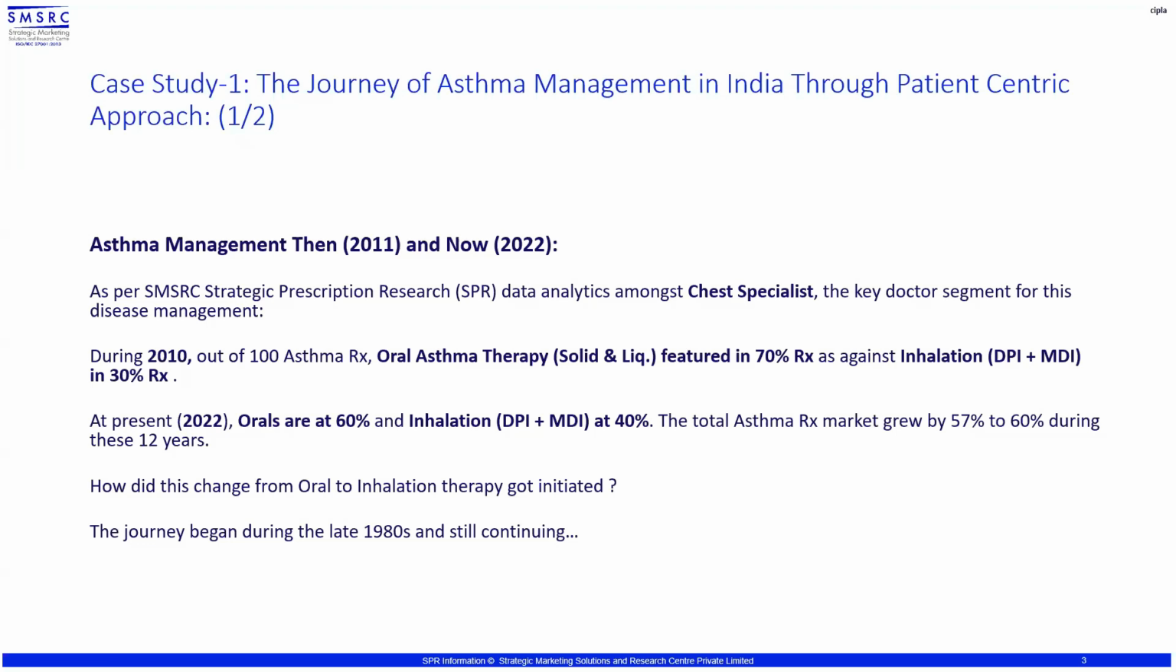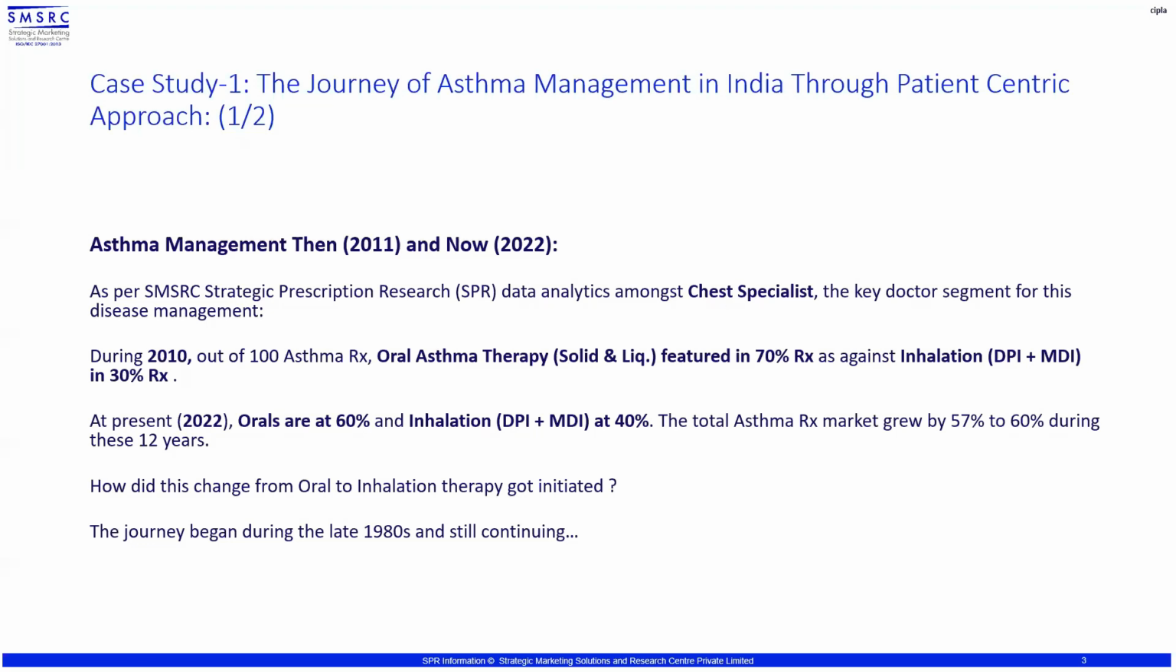If I go back to 2003 or around 2002, when I had the first opportunity to interact with this company, the percentage was even lower. At that time, it was 20% for inhalation therapy, DPI, MDI put together, and 80% for orals. At present, when we are in 2022 and 2023, orals are 60% and inhalation, DPI, MDI put together is 40%. Apparently, it appears there is a shift only by 10%, but this is within our methodology where we collect the same number of prescriptions from the same set of doctors over a period of time. So within a static universe, this 10% shift is a massive shift.